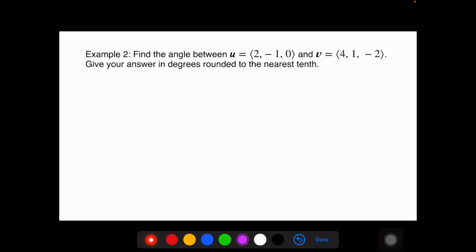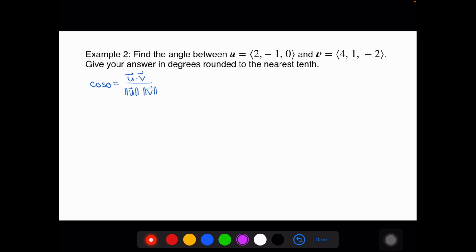So let's just do an example. Find the angle between vector u, which is 2, negative 1, 0, and v, 4, 1, negative 2. Give your answer in degrees rounded to the nearest tenth.